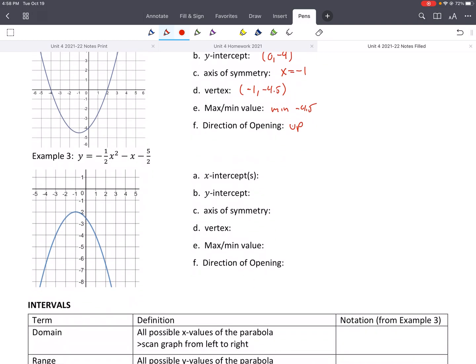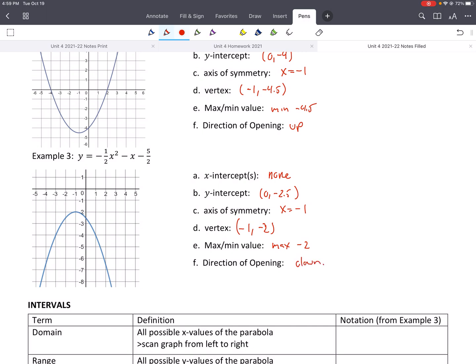For example 3, one thing I want to notice here is, what are the x-intercepts? So it doesn't cross the x-axis, so we would say none. The y-intercept looks like 0, -2.5. Axis of symmetry is x equals -1. Vertex is -1, -2. And then the max here would be -2. Direction of opening is down.